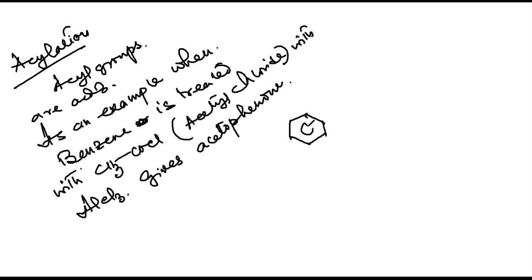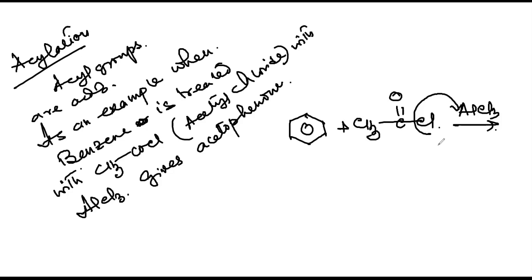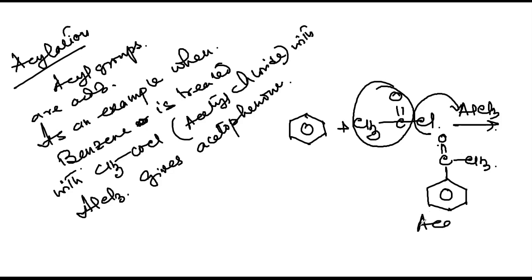The reaction mechanism is the same. Here you can use a shortcut, CH3COCl. There is no problem here actually. This is very simple. You can just remove the Cl minus and join this part with the benzene ring. So the structure will be COCH3. This is known as acetophenone.